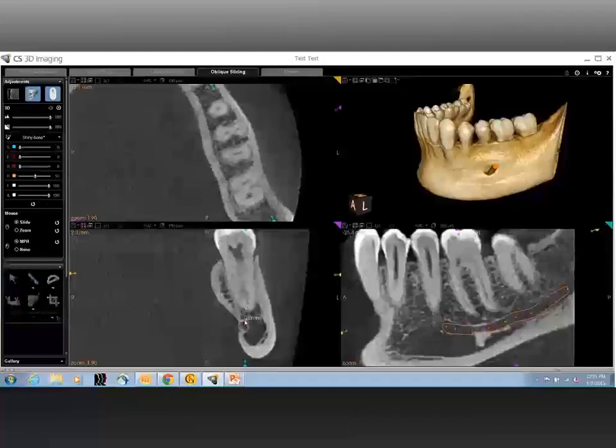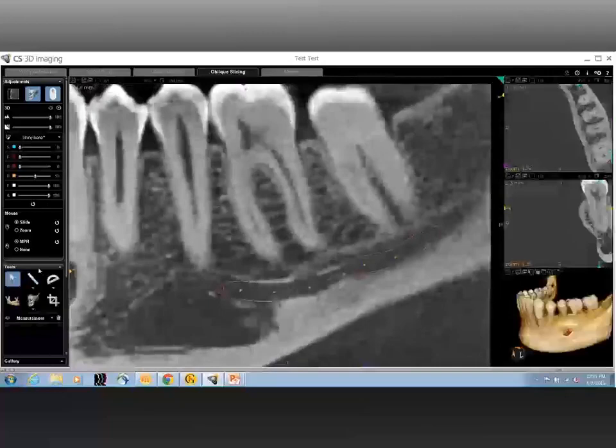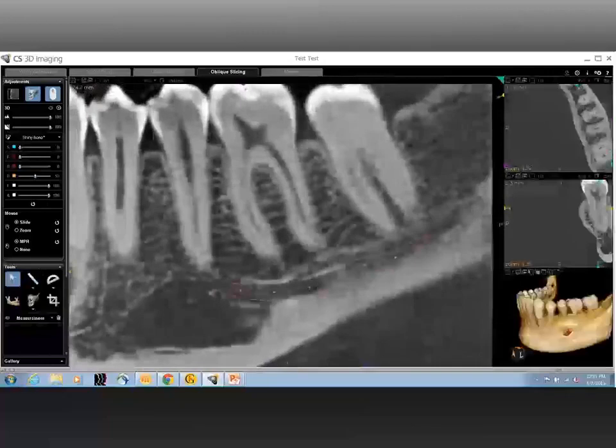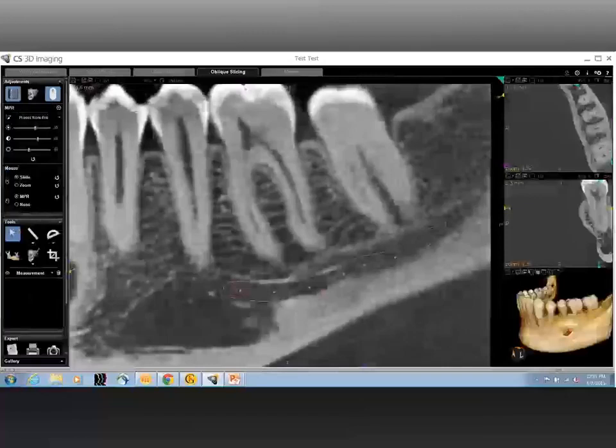At the apex of the teeth, it is also important to identify the relationship of the apex of the teeth in terms of the canal. What do I mean by that? I would be trying to assess how far or how close I am in relation to the apex of the tooth and the inferior alveolar nerve canal, because that space is important while doing surgical procedures.